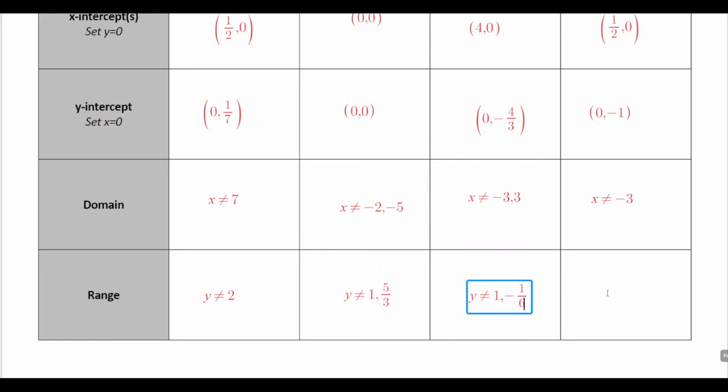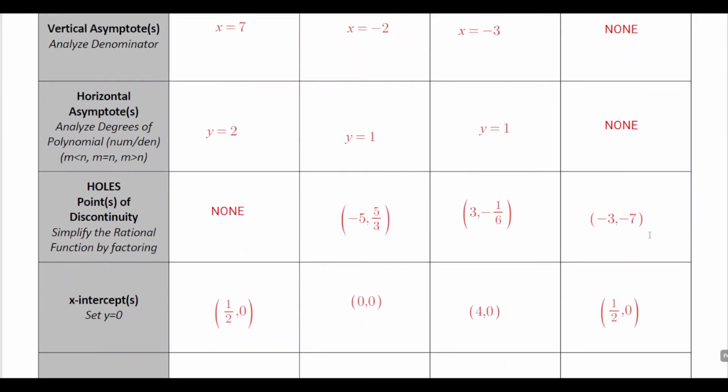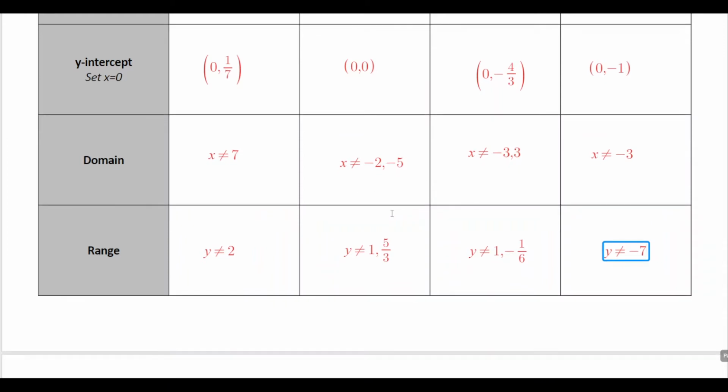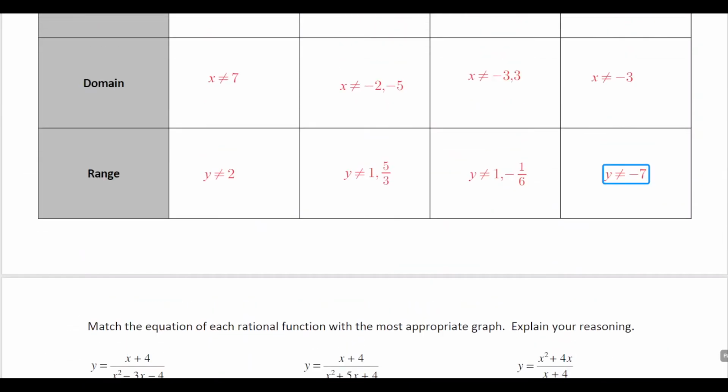And then for the last one, there's no horizontal asymptote, so we don't need to worry about that, but there is a hole at -7, so y can't be -7. All right, so those are going to be the ranges of each of these. So let's take a look at the next page.